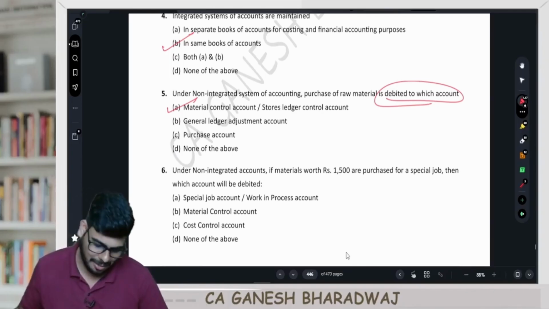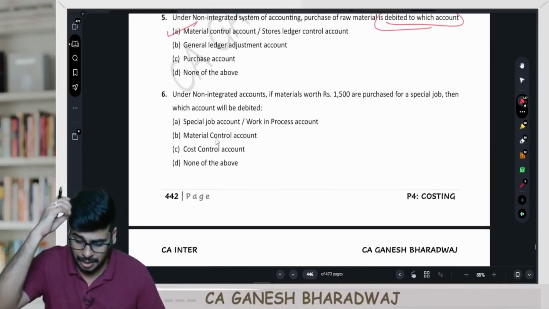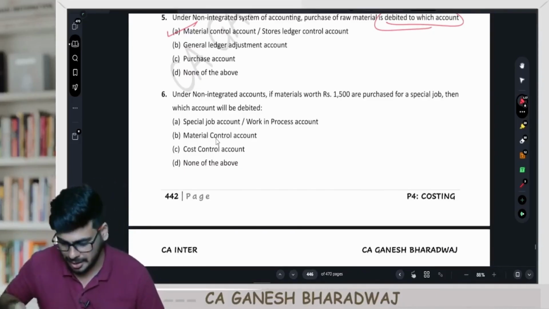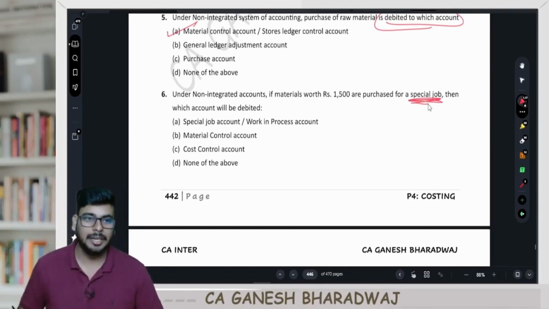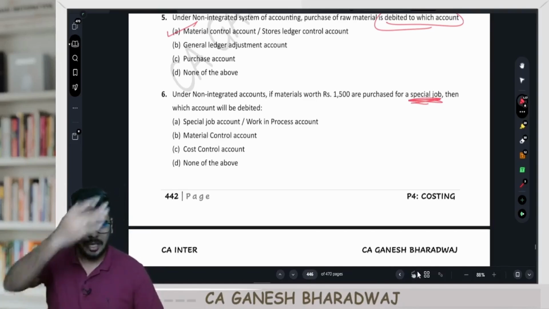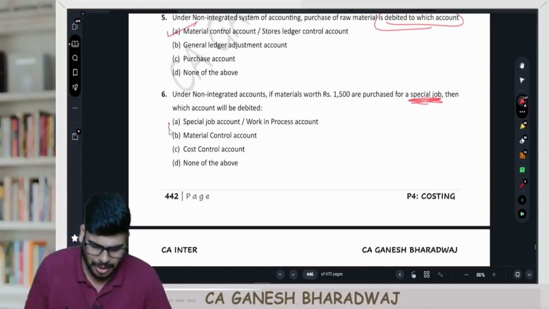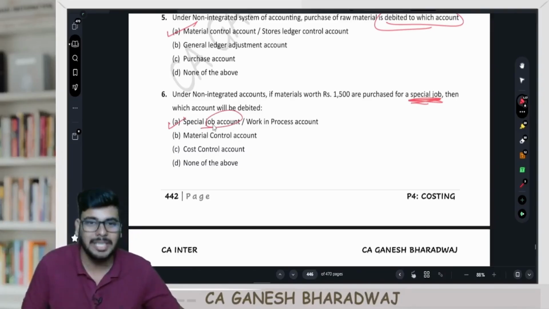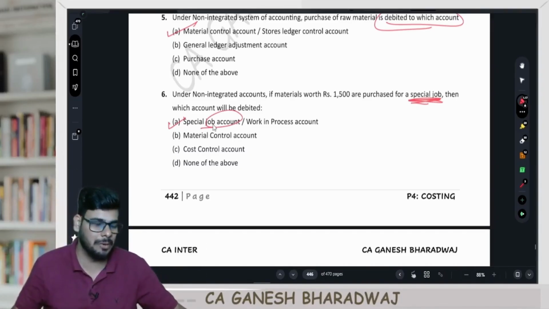Guys, come on. Next, under non-integrated accounts, if materials worth 1500 are purchased for a special job, like the veg biryani example, which account will be debited? Directly it will enter the kitchen. Which account? Work in progress, or some people prepare a special job account. Basically, work in progress. Special job means the respective job. That is a subledger of WIP only. We've seen this. Guys, clear with this?